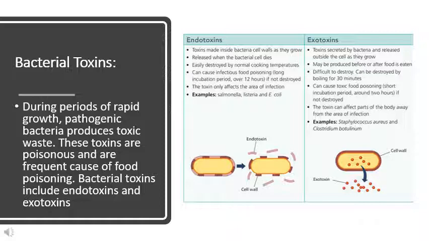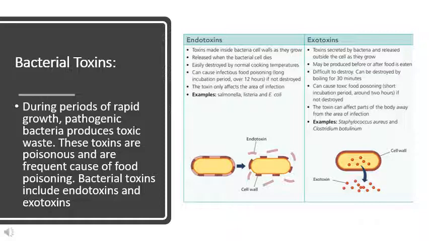The toxin only infects the area of infection also, which means generally you'll only get symptoms in your digestive system. Examples of endotoxin producing bacteria are Salmonella, Listeria, and E. coli. It's important to know one example from the three of those.